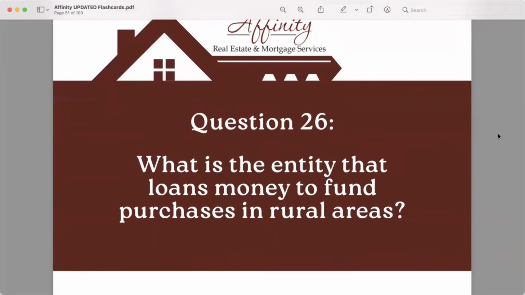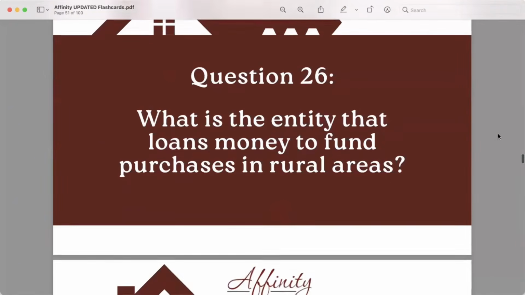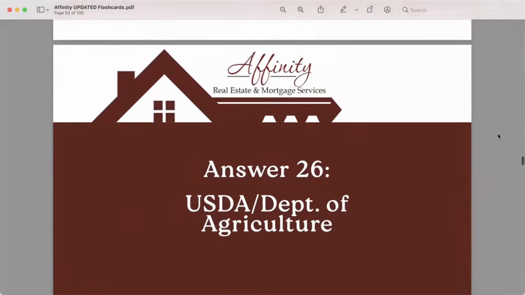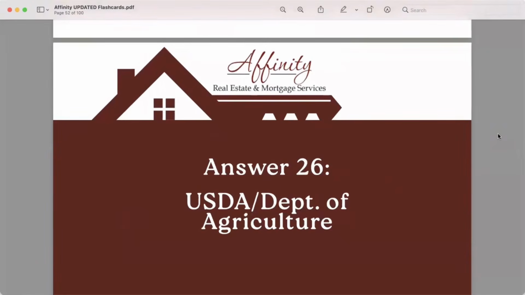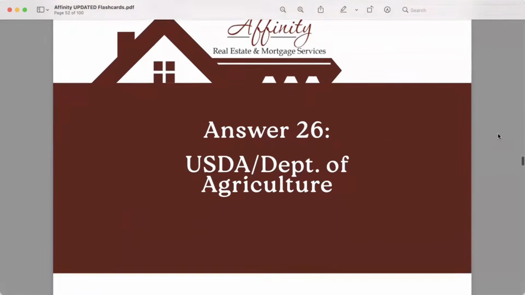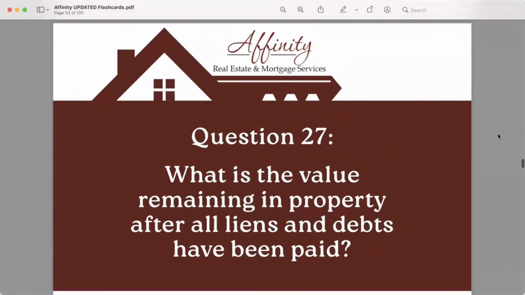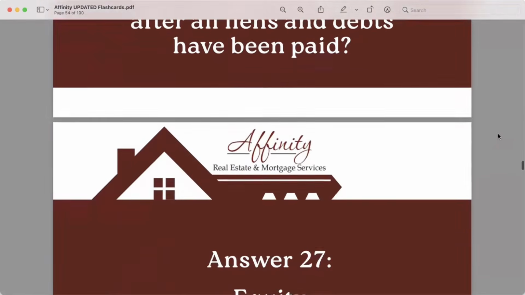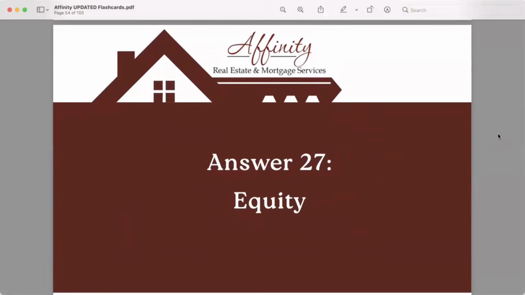Question number 26. What is the entity that loans money to fund purchases in rural areas? The answer is USDA Department of Agriculture. Question number 27. What is the value remaining in property after all liens and debts have been paid? The answer is equity.